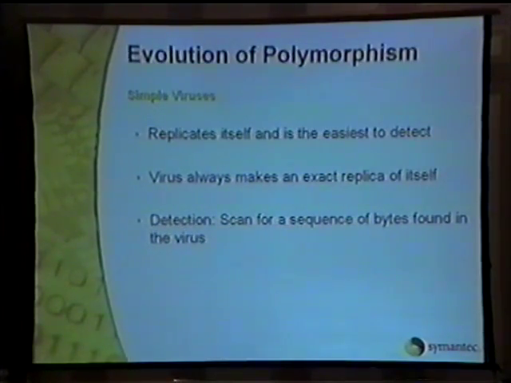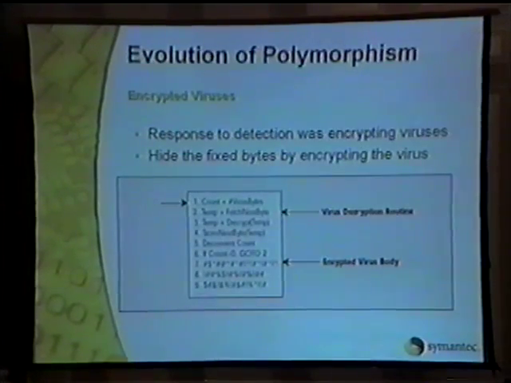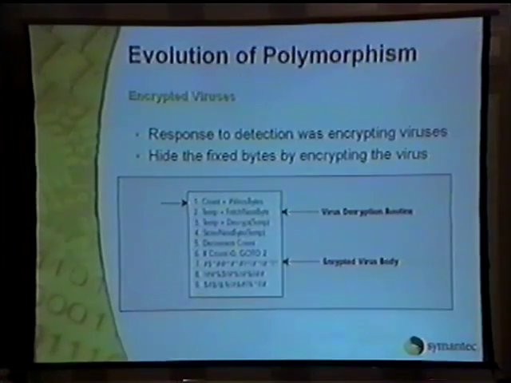The next thing that came around in response to detection of simple viruses were the encrypted viruses. Basically it uses a decryption routine to propagate the viruses across the network, and they hide the fixed bytes by encrypting the virus. Right here is an example of what an encrypted virus routine looks like. Here we have a virus decryption routine, and then we have the encrypted virus body.